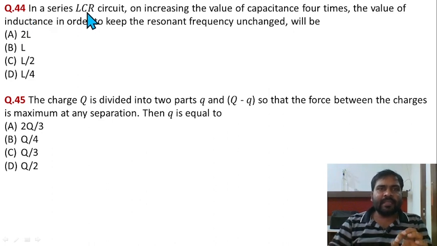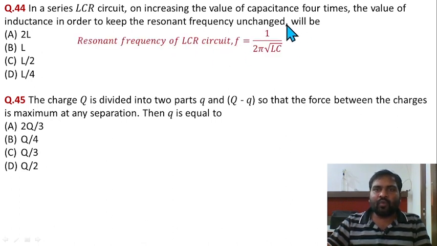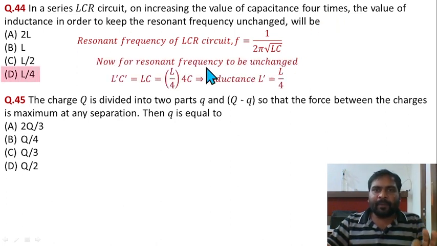Question 44. In a series LCR circuit, the capacitance is increased 4 times. What should be the value of inductance in order to keep the resonant frequency unchanged? The resonant frequency formula: f equals 1 divided by 2 pi square root of L by C. Now capacitance is increased by 4 times. For the resonant frequency to be unchanged, inductance L should be reduced by 4 times. So inductance L prime equals L by 4. Option D is correct.